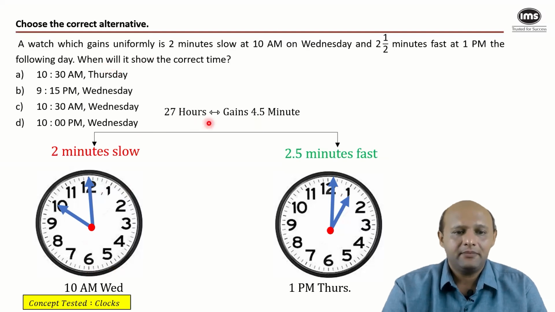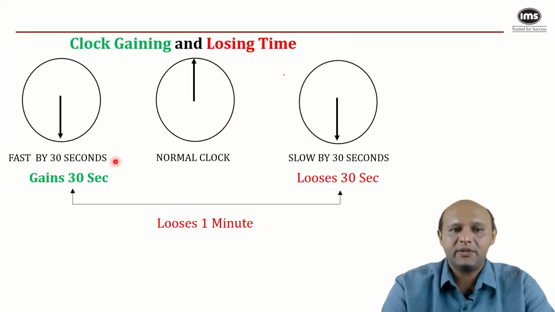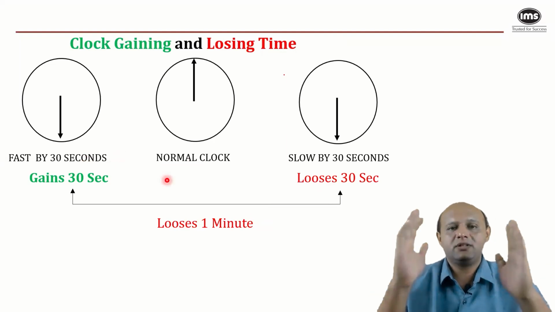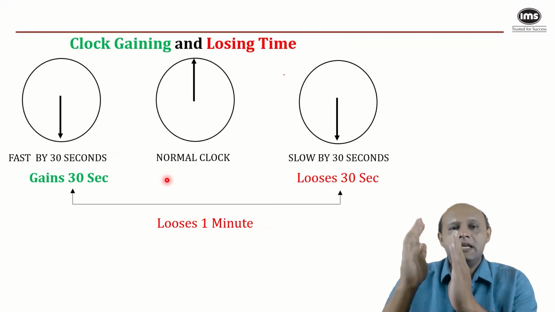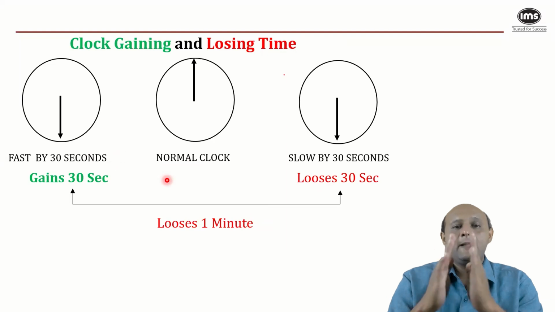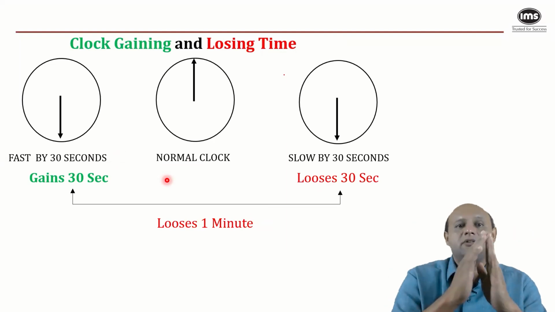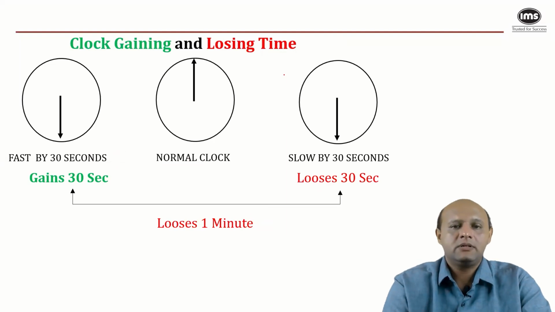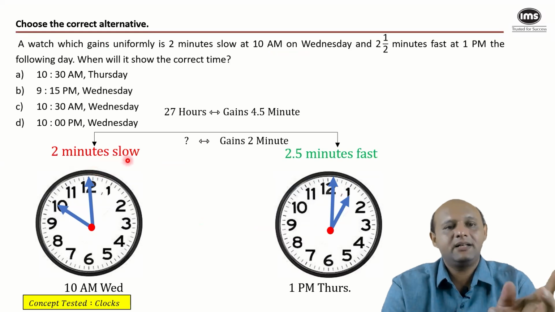So if it gains 4.5 minutes in a span of 27 hours, what is asked? When will it show the correct time? If you notice, in the earlier example, the slow clock lost 1 minute with respect to the faster clock. But this difference was 1 minute, this difference was 30 seconds, and this also was 30 seconds. So if the slow watch has to show the correct time, it has to gain only 30 seconds. With respect to the faster clock, if it has to match the speed, it has to gain 1 minute. So that's the difference. Okay. Therefore, it has to gain from here to reflect correct time. It has to gain 2 minutes.